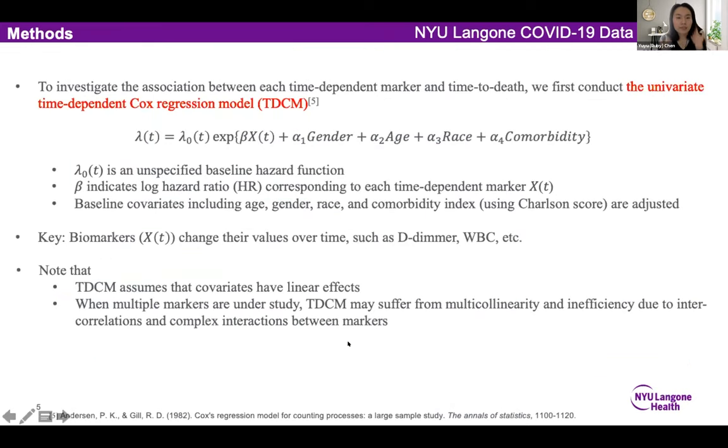For any of you who have taken survival or are currently taking survival, this should look pretty familiar. It's just the univariate time-dependent Cox regression model. The beta here indicates a log hazard ratio, and the model is adjusted for gender, race, and comorbidity index. As for the limitations we mentioned before, this kind of model assumes the covariates have linear effects. And when multiple markers are under study, this kind of model may suffer from multicollinearity and inefficiency due to the intercorrelation and complex interactions.